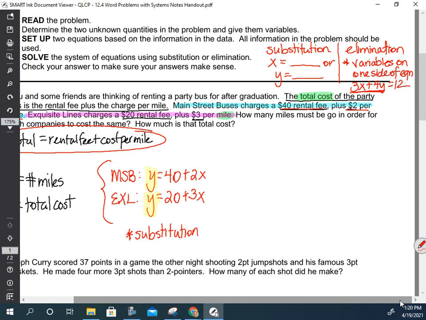So let's make that happen. Y equals 40 plus 2x. Y equals 20 plus 3x. Since both of them are equal to y, you can set them equal to each other. So y equals, you can take the two equations and set them equal to each other.